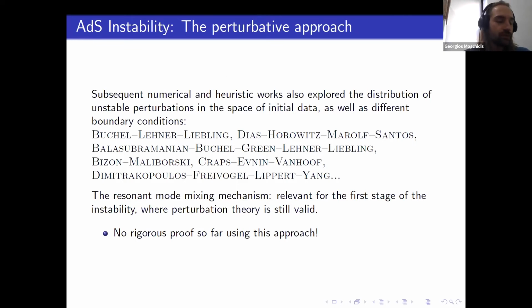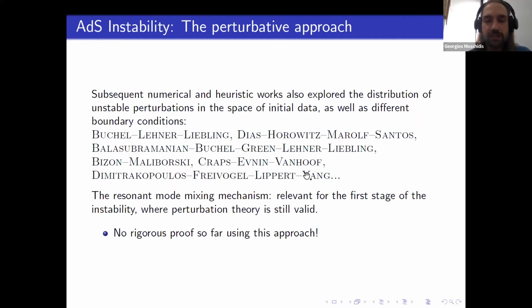So since that work, there was a huge explosion of numerical and heuristic works studying not only the problem of the existence of small perturbations of AdS collapsing into black holes, but more generally the problem of how many perturbations actually have this property. In the space of initial data around AdS, how large is the space of data which collapse into a black hole? Is this a generic set, or are there generic sets of initial data which do not collapse into black holes? I'll come back to this in a second.